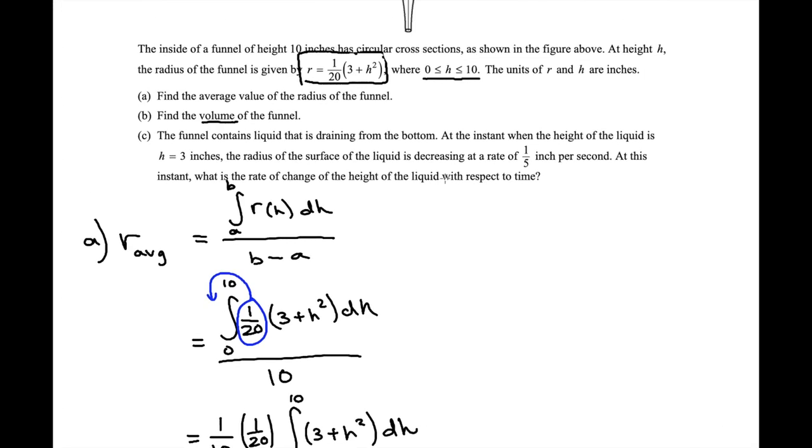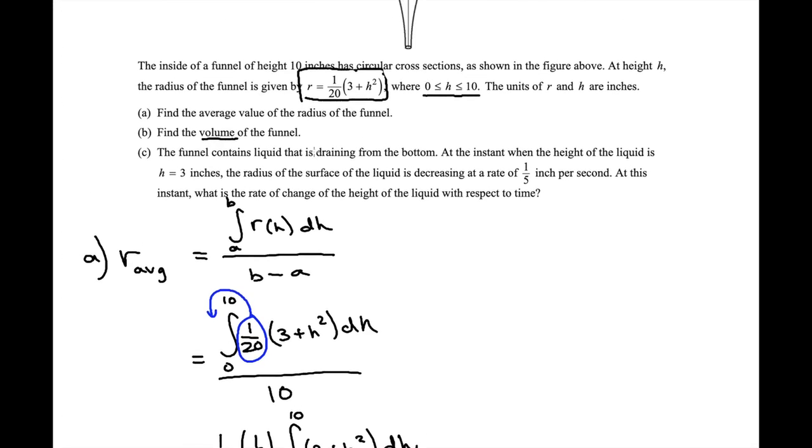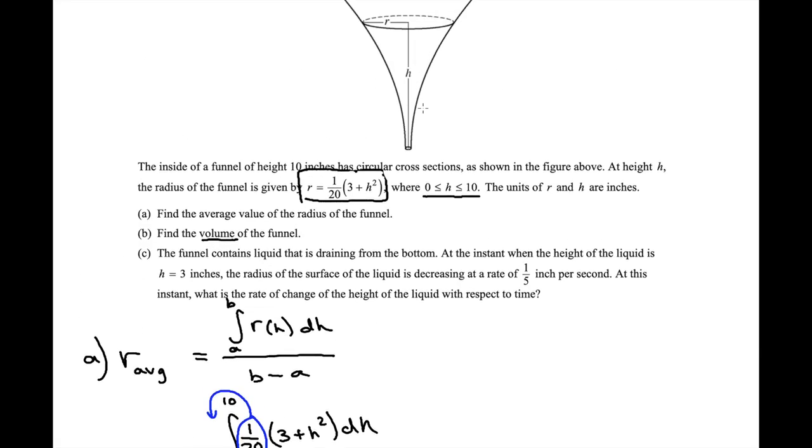And there we have it, that's part C. Part C tells us that we have some liquid in the funnel and it's draining from the bottom through the little hole there. And it says that at the instant when the liquid is at a height of 3 inches, the radius is decreasing at 1/5 of an inch per second, and it asks us what is the rate of change of height at this particular instant.